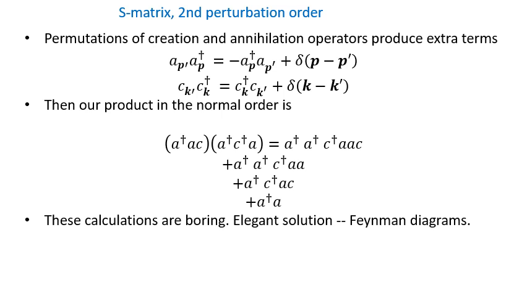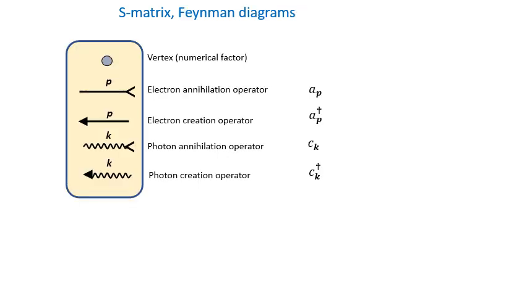These are Feynman diagrams. The idea is to represent each interaction term by a graph. Then the process of normal ordering can be visualized as a series of graph manipulations. The whole numerical factor of a term will be represented by the graph vertex. Electron operators are represented by straight lines and photon operators by wavy lines.